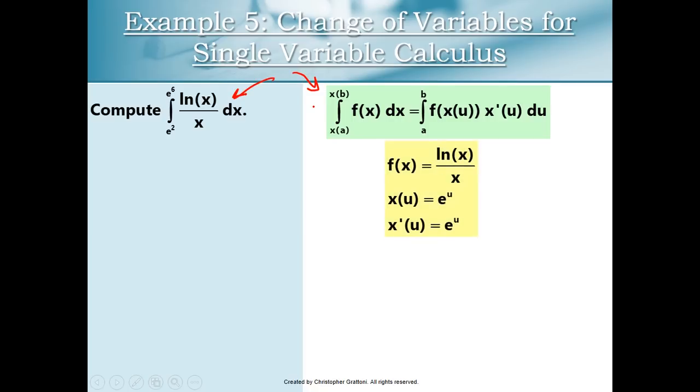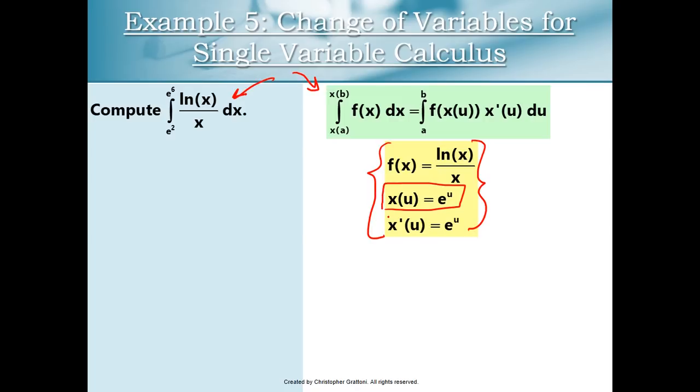Now this is going to look a little bit different than the u sub that you learned in your class last year, but I'm just changing the order of things to make it more similar to the method from this year. So if our f of x, if our integrand is natural log of x over x, I'm going to say that x of u is equal to e to the u.